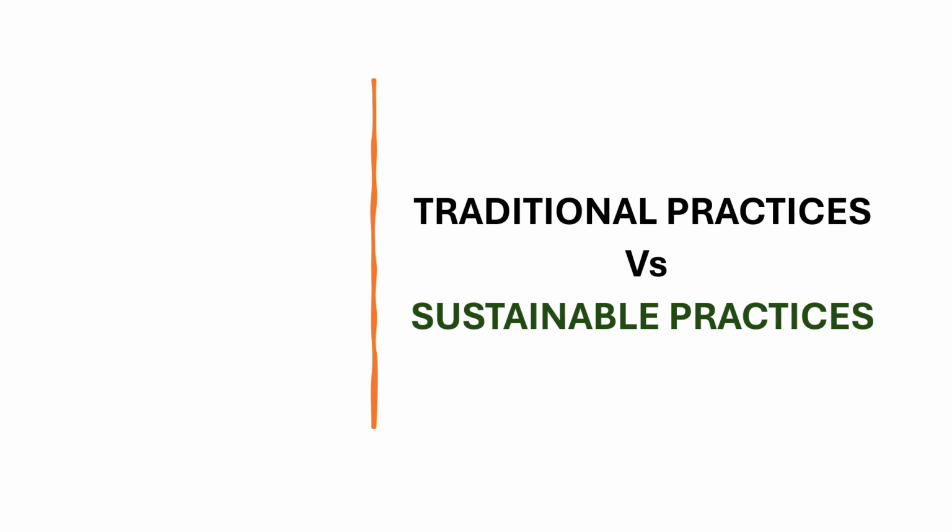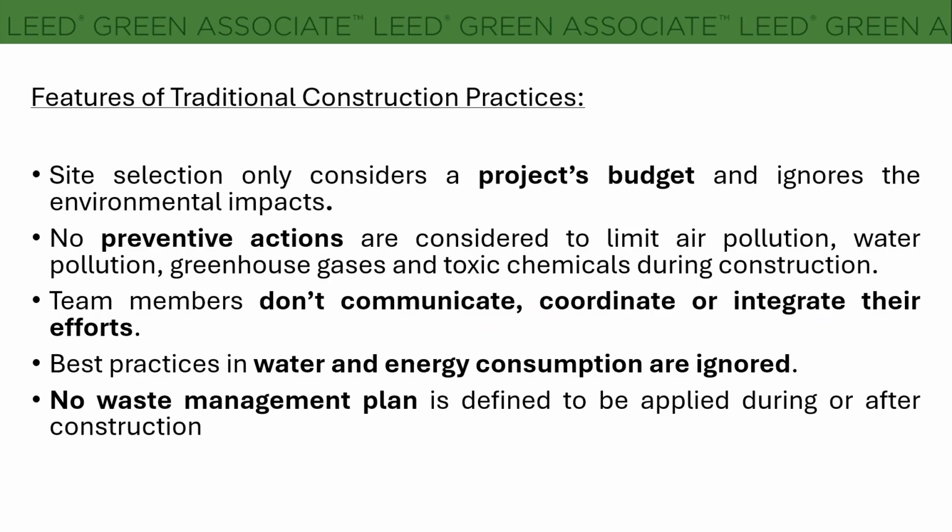Now let's learn about the traditional practices and sustainable practices in construction. Let's begin with the traditional construction practices. The first is site selection. For site selection, most people will consider only the project's budget and often ignore other parameters, including environmental impacts and microclimatic conditions.